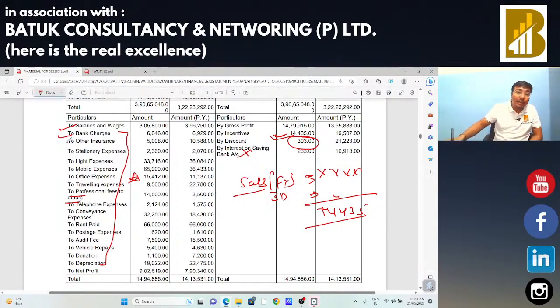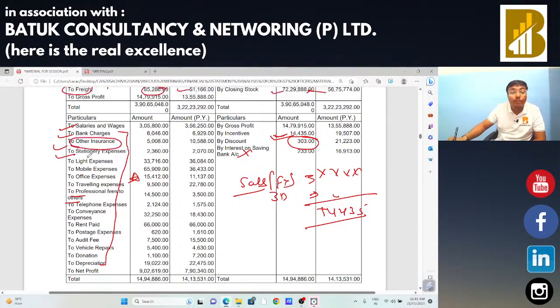Okay, sir. Now there is other insurance, stationary expenditure. Now, sir, there is other insurance. In that case, we need to check the nature of insurance. If the insurance is on account of general insurance, in that case, input tax credit is not allowed. But if the insurance is on account of stock insurance and marine insurance, in that case, input tax credit is allowed. So we need to check the same, the nature of insurance.